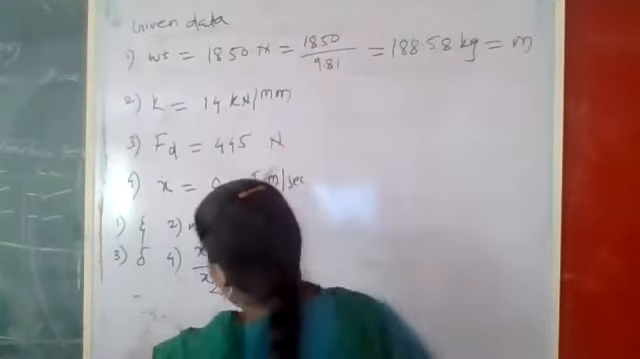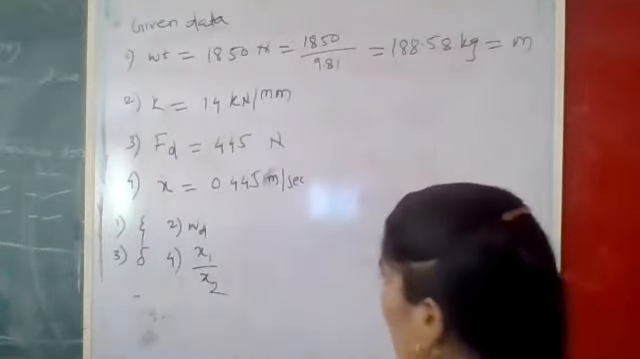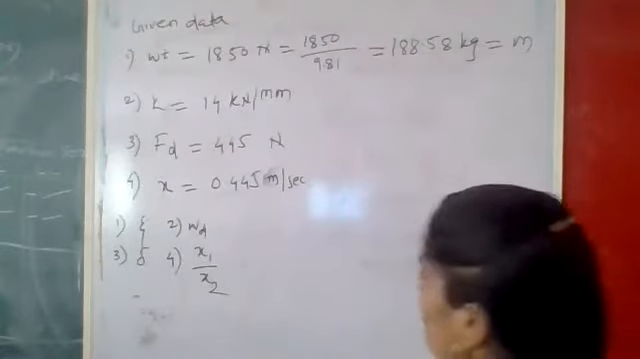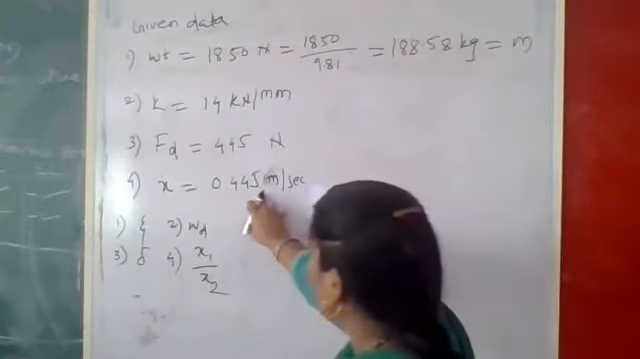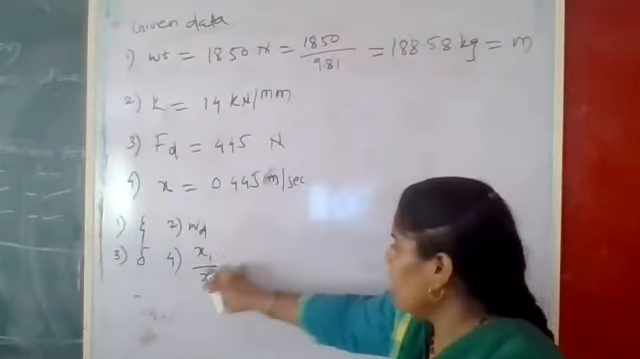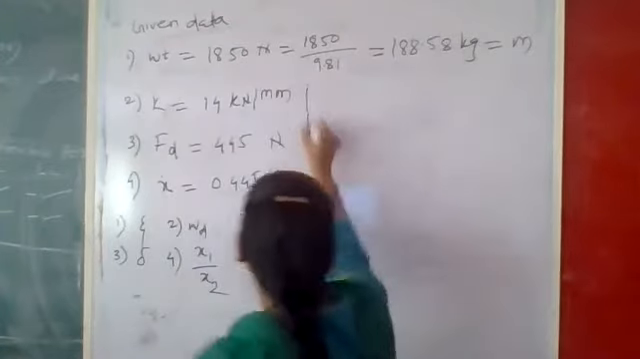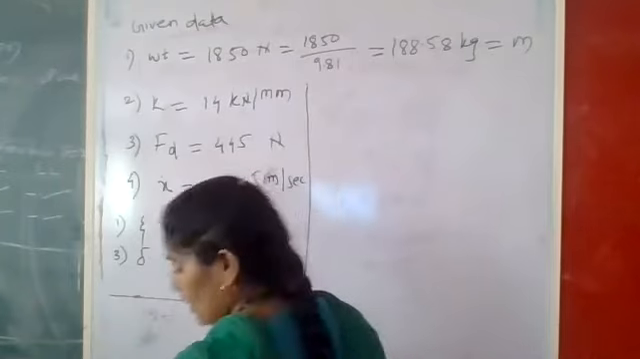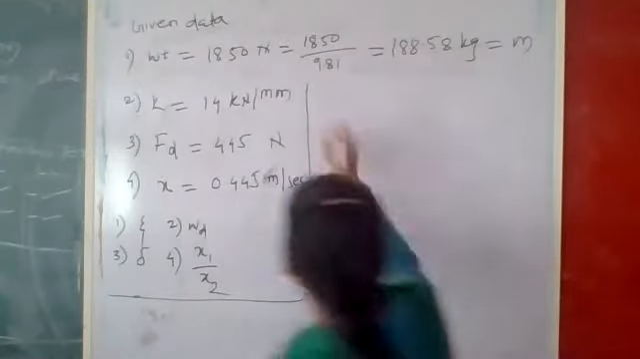Second, the k value they have given in kilonewton per mm. Fd they have given as 445 Newton. Next is x dot, the velocity, which they have given as 0.445 meter per second, and we have to calculate zeta, omega d, delta and x1 by x2. So how to calculate? Apply the first formula.